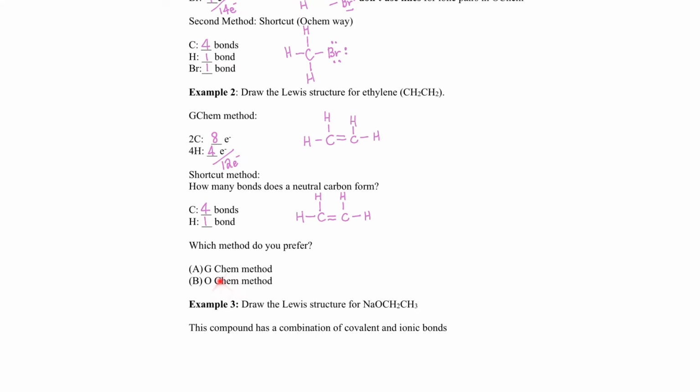So example 3 is kind of special because we're looking at somewhat of an ionic compound, right? We have a sodium, which is going to be positively charged, and this is called an ethoxide. You don't need to worry about the names yet. That's going to be negatively charged. So this has a combination of covalent and ionic bonds.